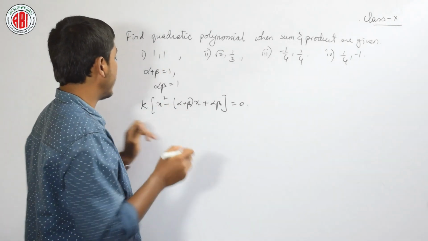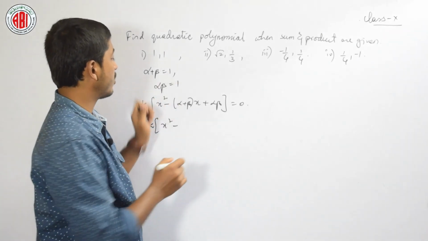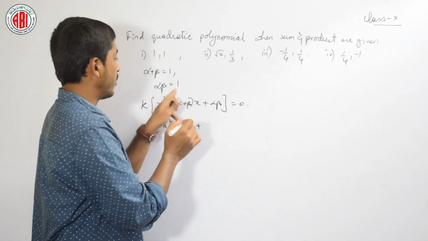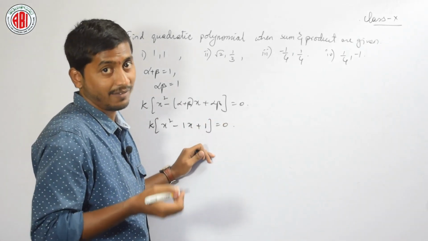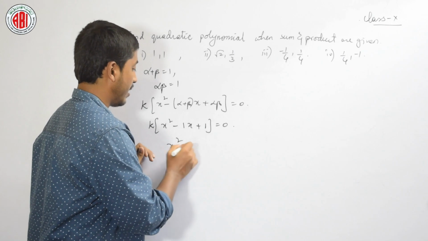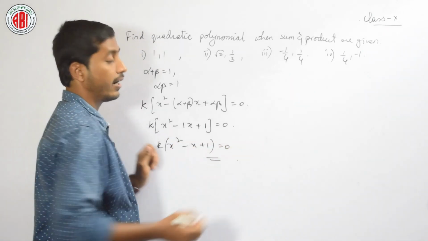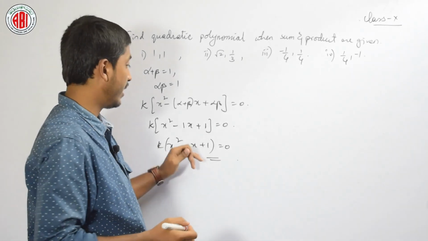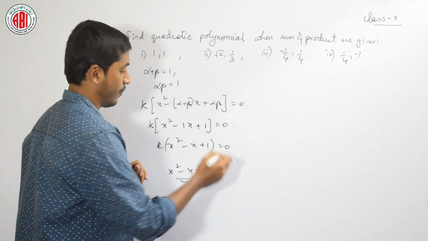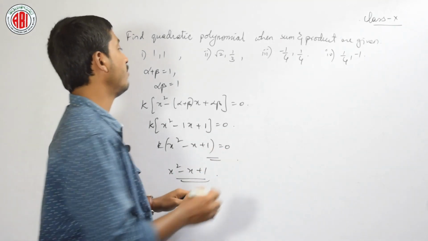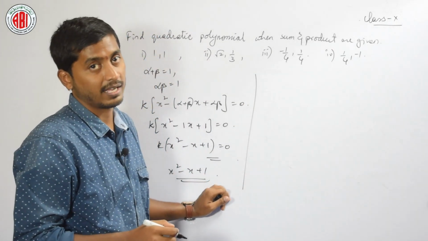Now let us substitute that as it is: k into x square minus, what is the sum of roots? 1. What is the product of roots? 1, right. Therefore, the equation becomes x square minus x plus 1, right. This is the required polynomial. This is the required equation. What is the polynomial? That is x square minus x plus 1, right. This is how we will find a quadratic polynomial when the sum and product of roots are given.